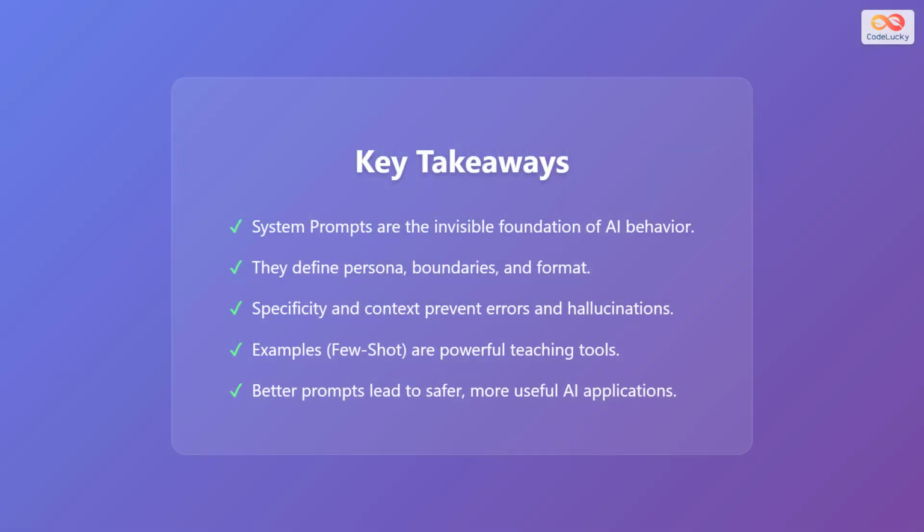To wrap up, remember that system prompts are the foundation of AI interactions. They define the who, the how, and the boundaries of the model. By mastering persona, constraints, and context, you can transform a generic language model into a specialized tool that perfectly fits your needs.